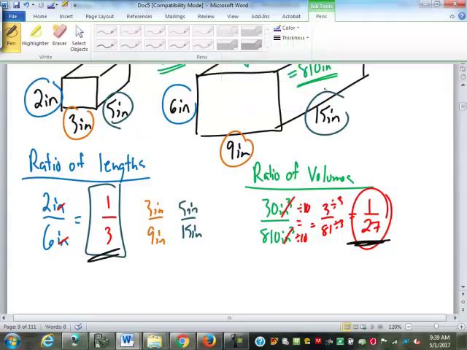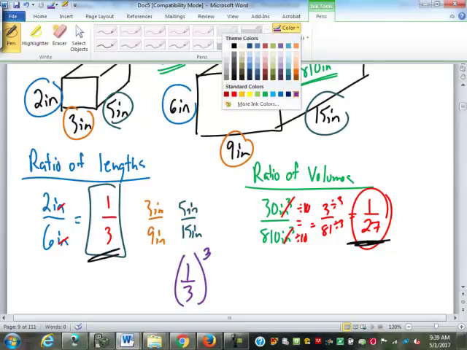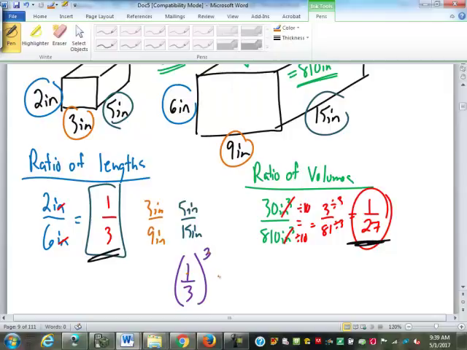We probably predicted it from what we did with areas. If I take my ratio of lengths, instead of squaring it, I need to cube it, to the power of 3. 1 to the third power is just 1. 3 to the third power, 3 times 3 times 3, is 27. So the ratio of volumes is just the ratio of lengths to the third power, or cubed.